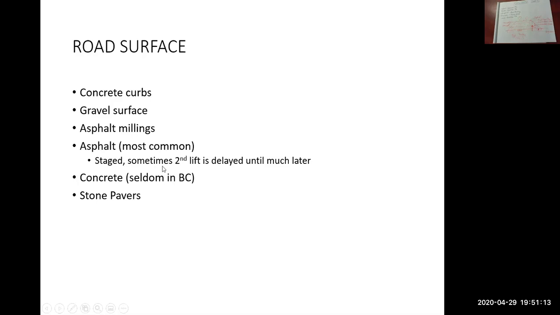Usually the base is applied first, of course, but it's left as the first layer only until all construction is completed. The top lift of pavement is usually applied a couple months after everything's done, to make sure the top surface will not be damaged in any way.